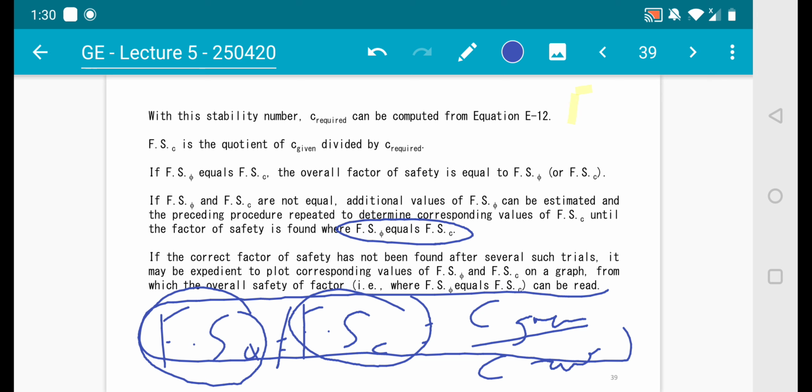Now, if the correct factor of safety has not been found after several such trials, meaning you attempt a lot of trials, it may be expedient to plot corresponding values of both factors of safety on a graph from which the overall factor of safety can be read. If you have a graph, you can just plot the Fs versus Fs, two different Fs, a straight line, and then you can find the equal value just by using a graph.